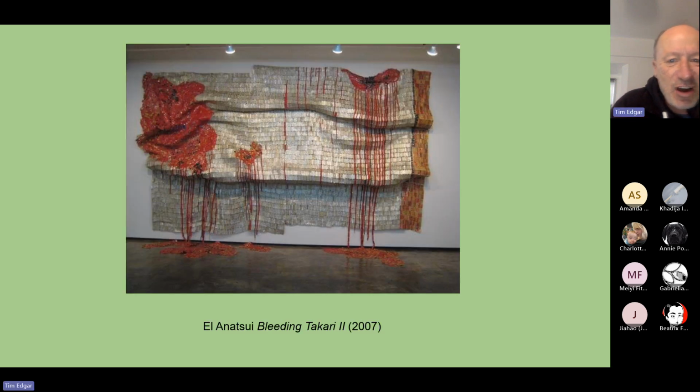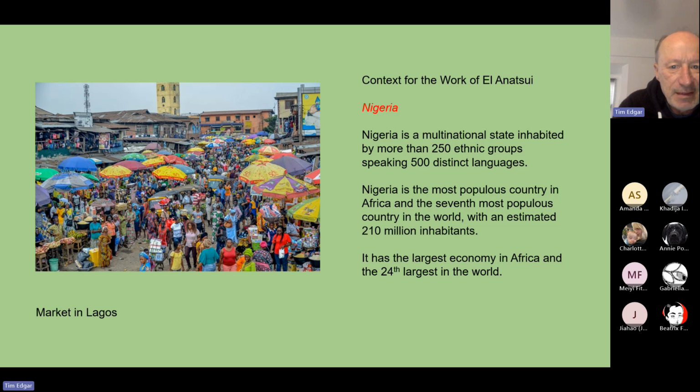This is Bleeding Takari, which I think we've seen before. Mainly made from gold bottle top caps with large patches of red, the blood that sort of falls down to the floor. So it's got a message about humanity, like struggling, I suppose, through the use of recycled materials that we kind of use every day.